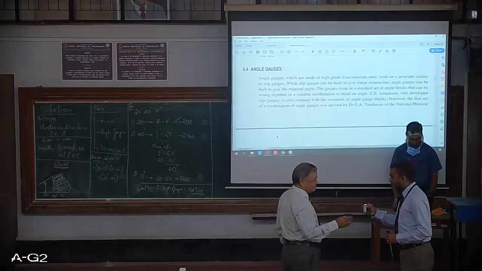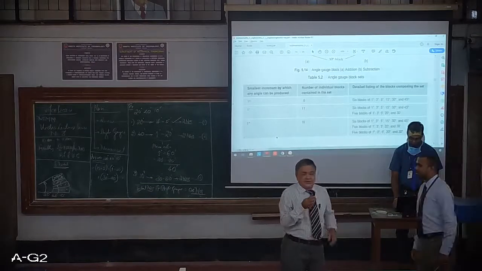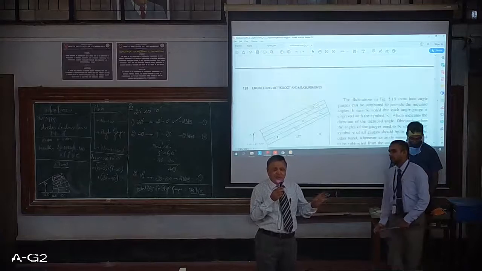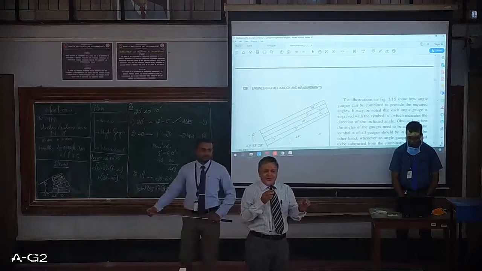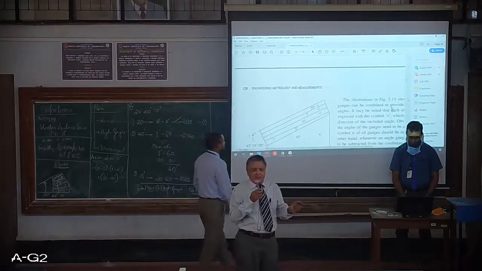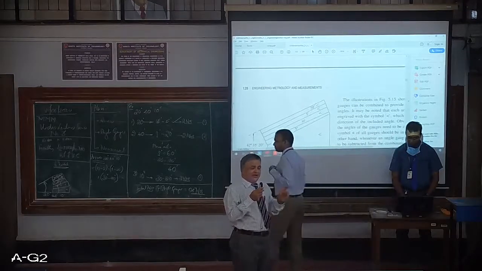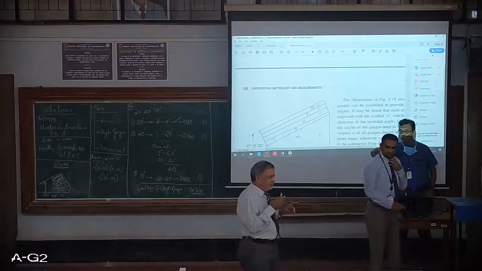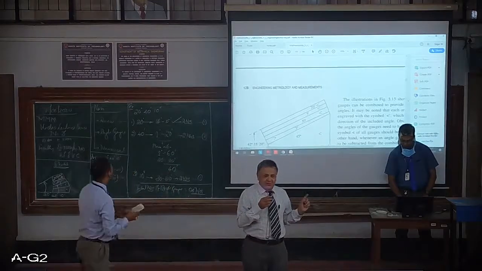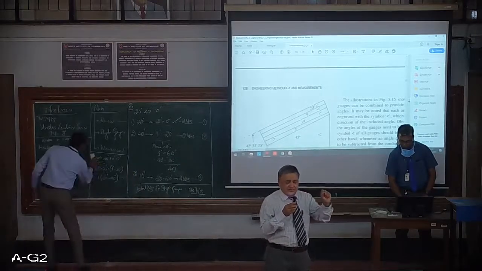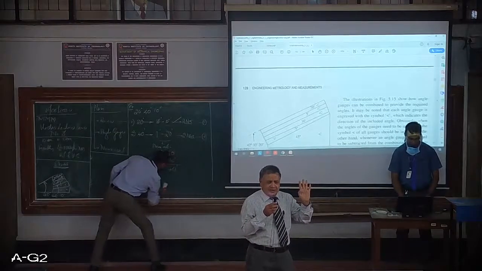We have a small, interesting topic with regard to angular measurement and angle gauges. This inspection and measurement is largely developed in the European countries, so the first set of angle gauges was manufactured in European countries. But now there are two standards: one is the American standard and the other is the European standard. The one which was presented here is the American standard. The European standard goes like this.